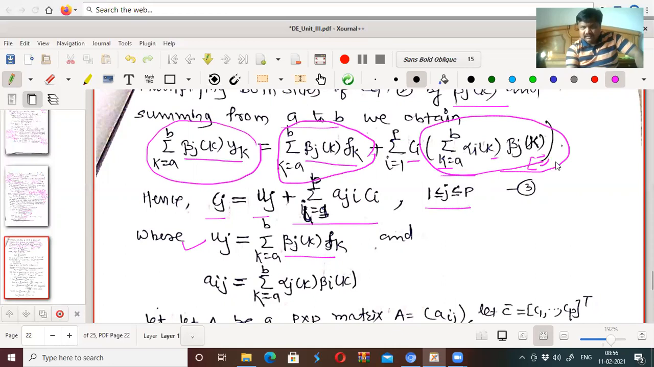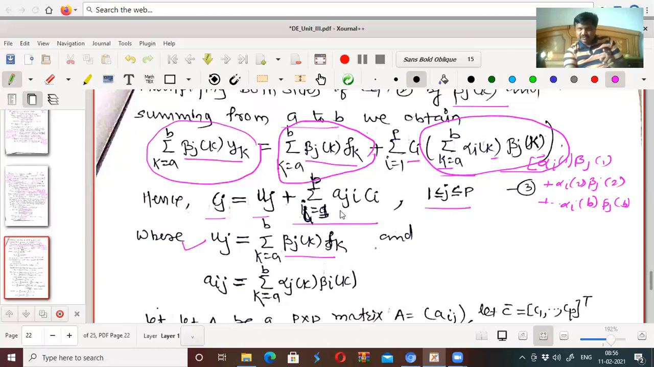Alpha i of 1 beta j of 1 plus alpha i of 2 beta j of 2 plus up to alpha i of b beta j of b, isn't it? Then again there are two variables i and j. So if I take i equal to 1 now, you will get alpha 1 of 1 beta j of 1, alpha 1 of 2 beta j of 2, and so on.